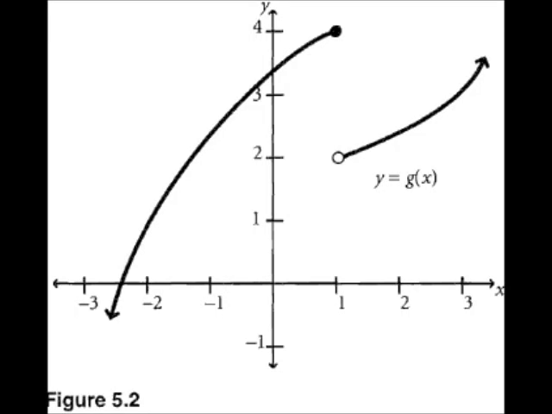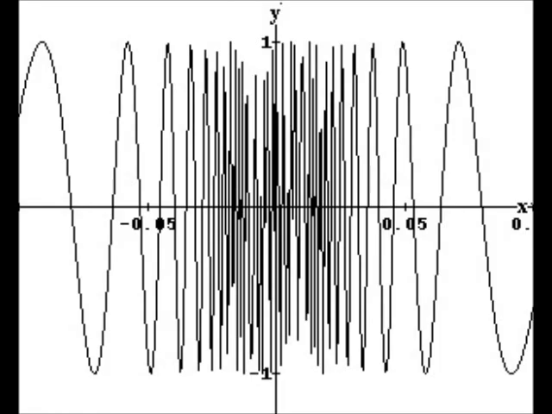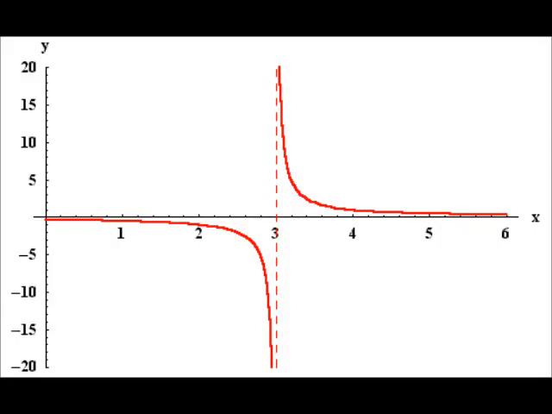Cases where a limit fails to exist is when the limit from the left does not equal the limit from the right, which is also known as a jump in the graph. Another way is when there is oscillating behavior, and the last way is when there's unbounded behavior, which is also a vertical tangent line when the graph is going to positive and negative infinity.